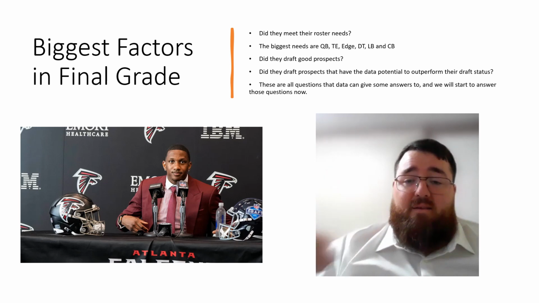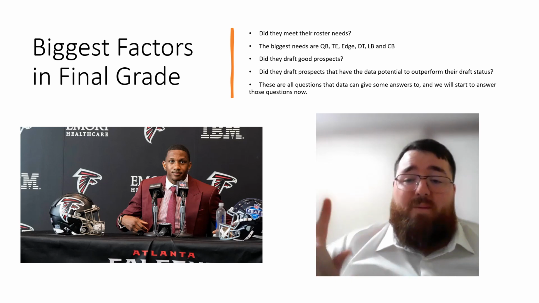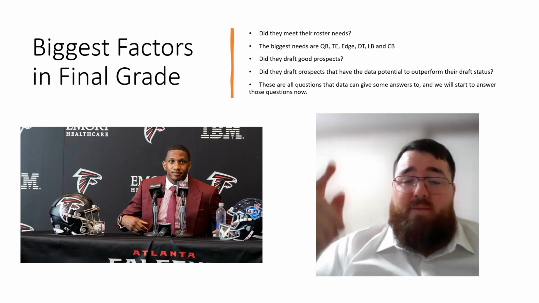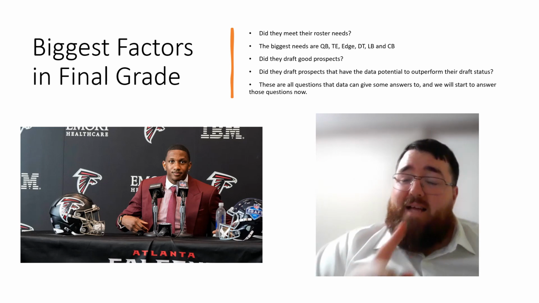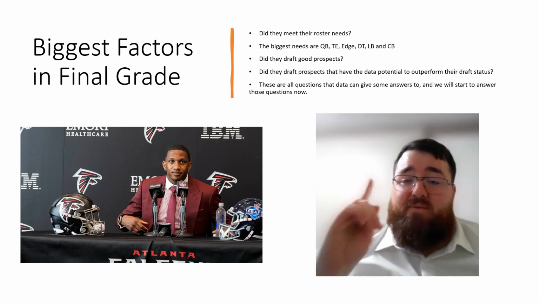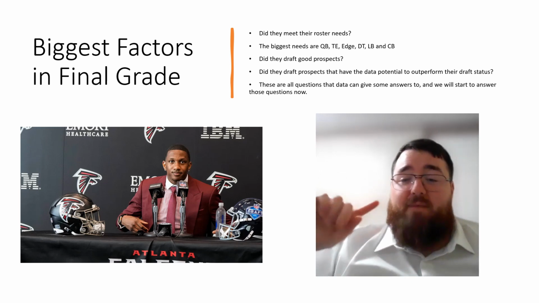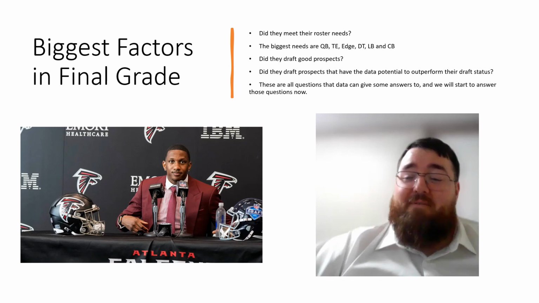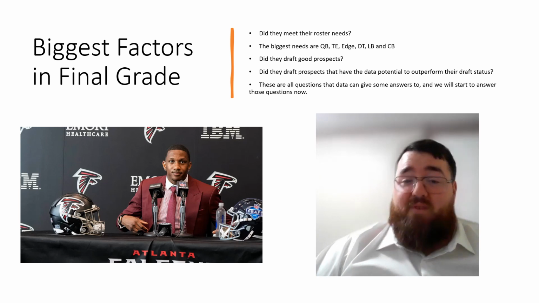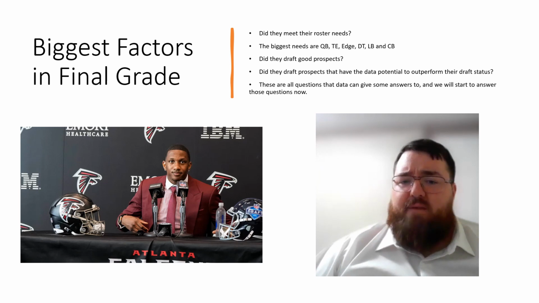So, the biggest factors in terms of how I grade. Did they meet their roster needs? That's number one. The biggest needs are quarterback, tight end, edge, defensive tackle, linebacker, and cornerback. And not only that they met their needs, did they draft good prospects? That's another factor. Because if you draft bad prospects, you're going to have to draft a quarterback, a tight end, an edge, a defensive tackle, and a linebacker in the next draft class, or at least get them in free agency. So that is something you definitely have to factor in terms of draft grades.